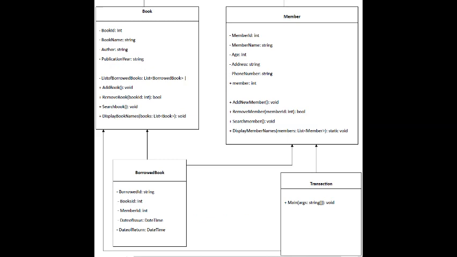When looking at the book class there are attributes like book ID, book name, author, publication year and methods like list of borrowed books, add book, remove book, search book, display book names. In the borrowed book class, there are attributes only. There are several attributes and methods in other classes as well. In the transaction class, we created a method for fine calculation.